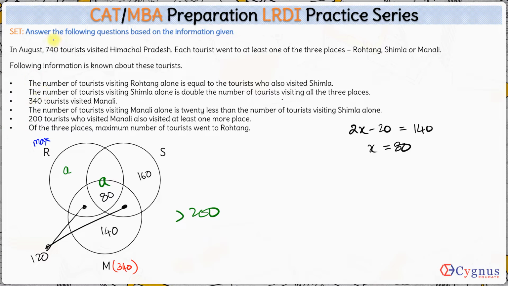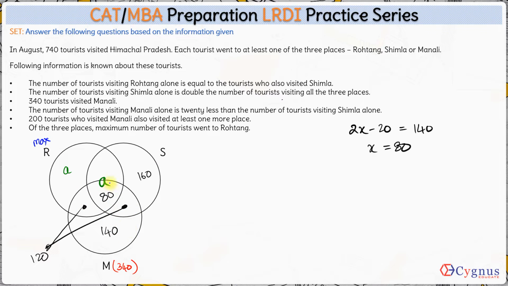Now there is one more piece of information that we didn't consider yet, which is 740 tourists. The total number of tourists altogether will be 740. All of them went to at least one of these places, right? So the total number of people should be 740 here. Okay, so let me remove this.